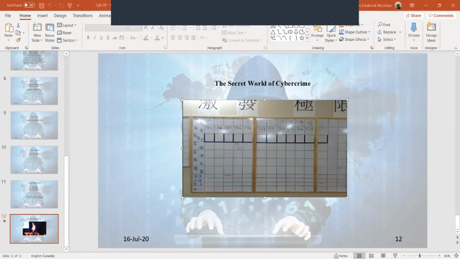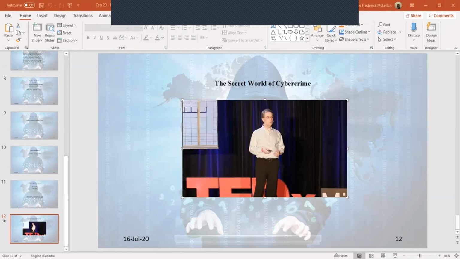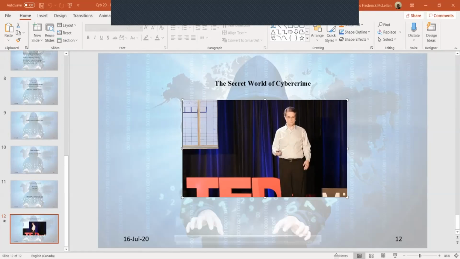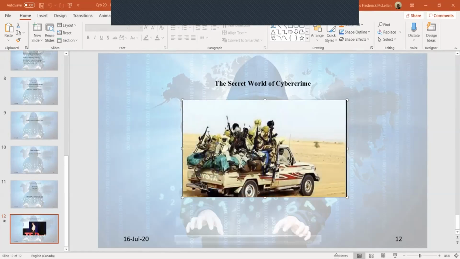Like any call center, they had targets. So hourly, each morning, each day, they were expected to achieve a certain number of dollars in fraud or dollars in lives destroyed.